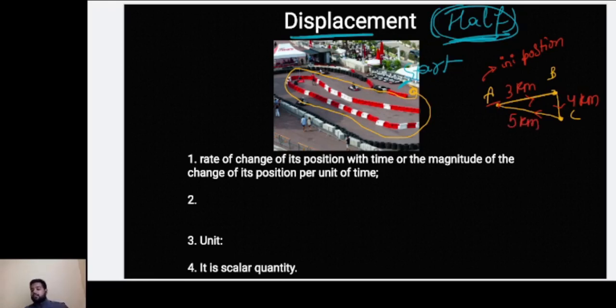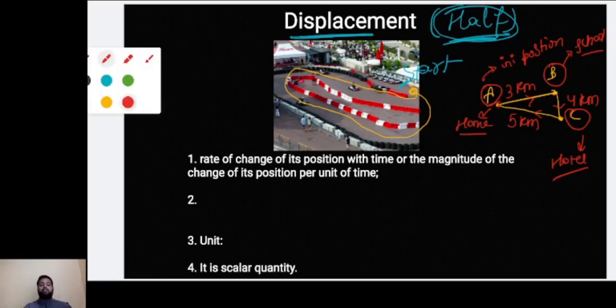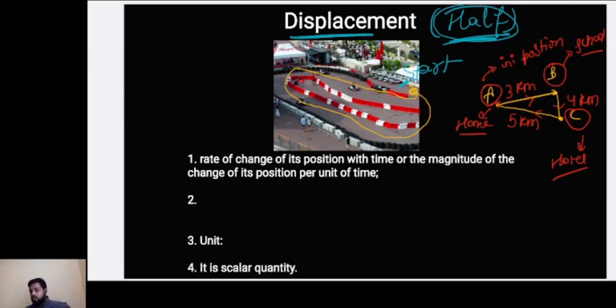Now let's suppose A is your home. Just for better understanding, A is your home, B is your school, and what is C? Let's suppose C is a restaurant or a hotel where you went for having lunch. You just went in a day to three places. You started from your home, went to school, took the lesson, from there went to the hotel, and from the hotel or restaurant you went back to your home.